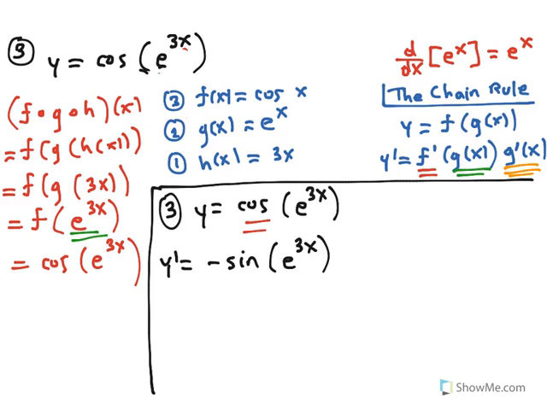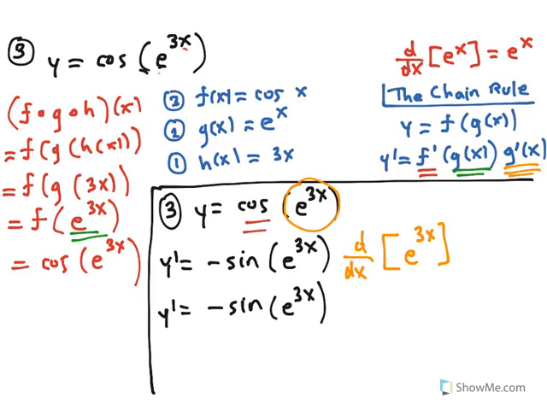And then you multiply by the derivative with respect to x of the inside function. The inside function for us would be e to the 3x. So you multiply by the derivative with respect to x of e to the 3x. Now e to the 3x is also a composition of two functions, so you would have to use the chain rule again. So we have negative sine of e to the 3x.